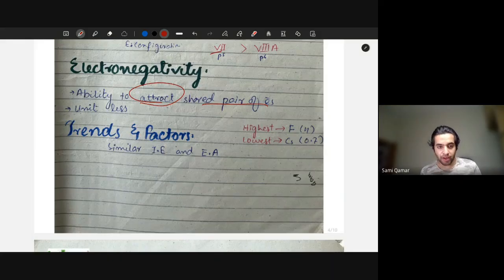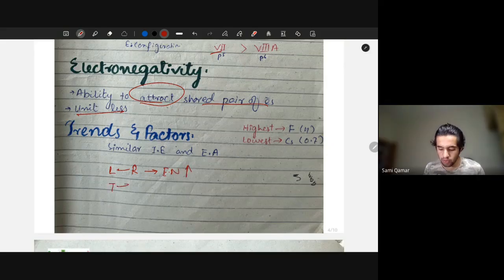So when the nucleus is attracting electrons more toward itself, it means that it has more electronegativity. When it is attracting less, it means that it has less electronegativity. It is unitless, and the trends and factors are exactly similar to ionization energy and electron affinity. What does that mean? Electronegativity will increase from left to right.